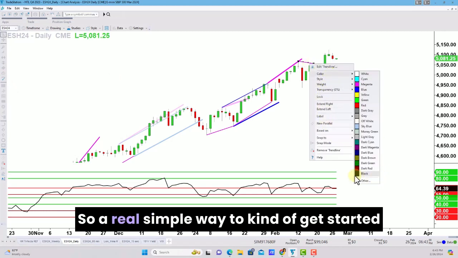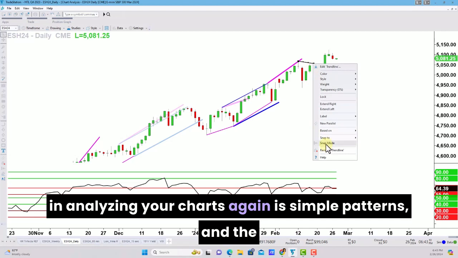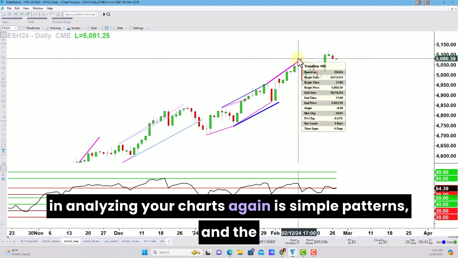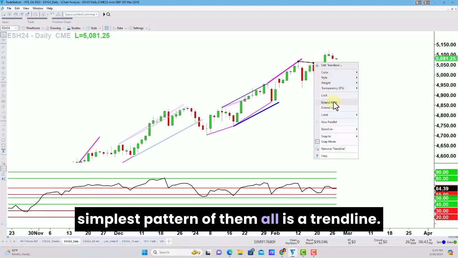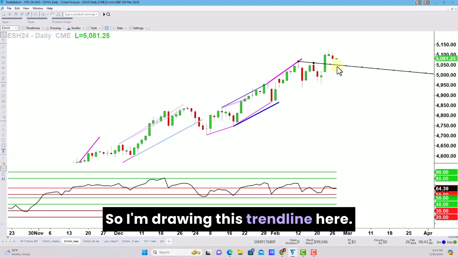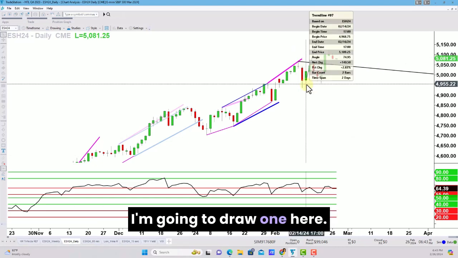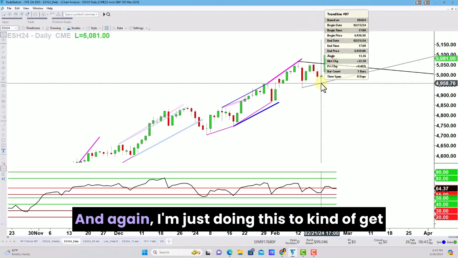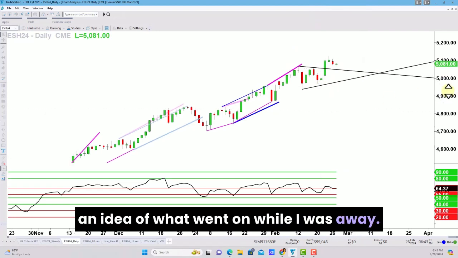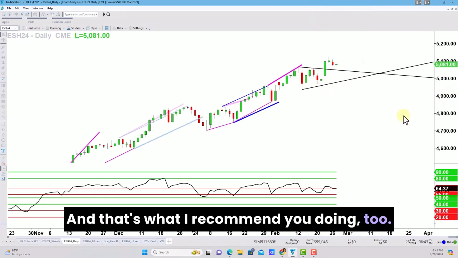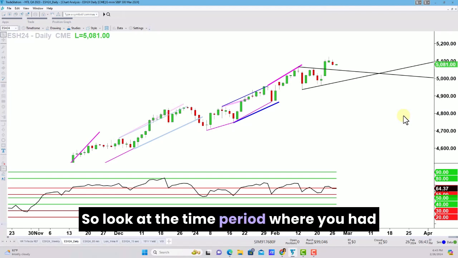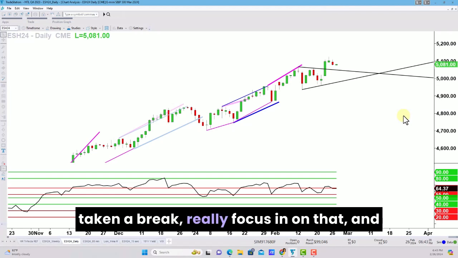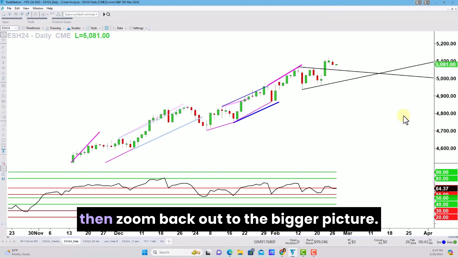So a real simple way to get started in analyzing your charts again is simple patterns. And the simplest pattern of them all is a trend line. So I'm drawing this trend line here. I'm going to draw one here. And again, I'm just doing this to get an idea of what went on while I was away. And that's what I recommend you doing too. So look at the time period where you had taken a break, really focus in on that, and then zoom back out to the bigger picture.